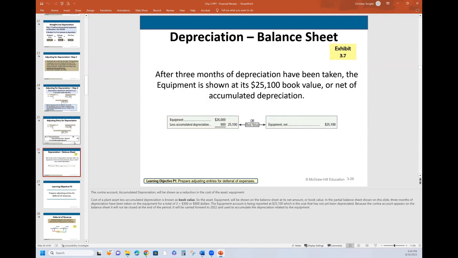Okay, so it's saying, what is it after 3 months here? Yeah, so it's looking to see what it is after 3 months. So the equipment goes from 26,000 less the accumulated depreciation for the 3 months. So it's 300 a month, so it's less the 900. So the balance on the asset side is 25,100. And then on the expense side, which isn't showing you here, it's $900 in expense.